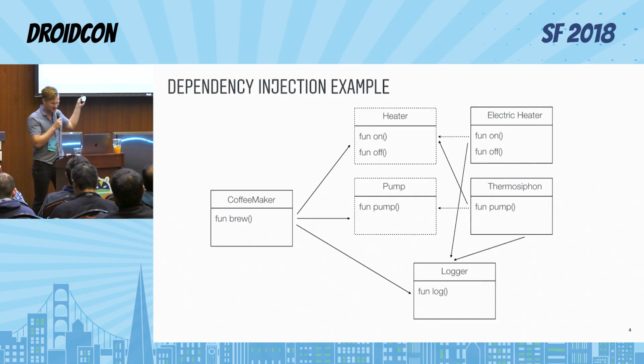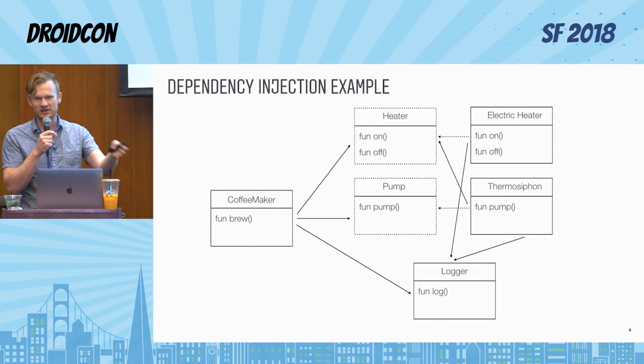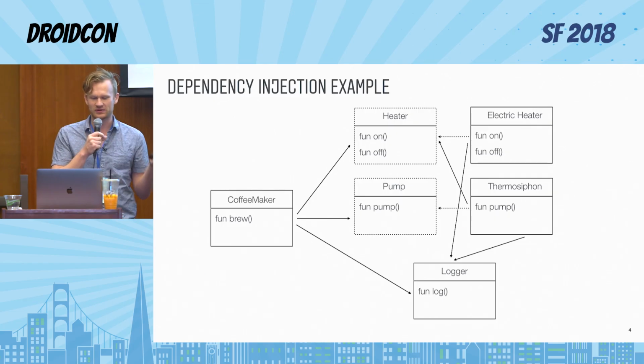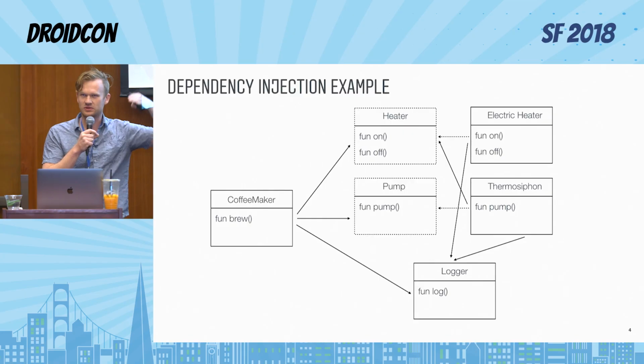Well, you're probably familiar with the notorious coffee maker example. We have a coffee maker. It depends on a heater and a pump, where the heater and the pump are actually interfaces, and we have specific implementations for those. One complexity that exists here is that the pump implementation actually also depends on the heater, so the coffee maker and the pump somehow need to reuse the same instance of the heater.